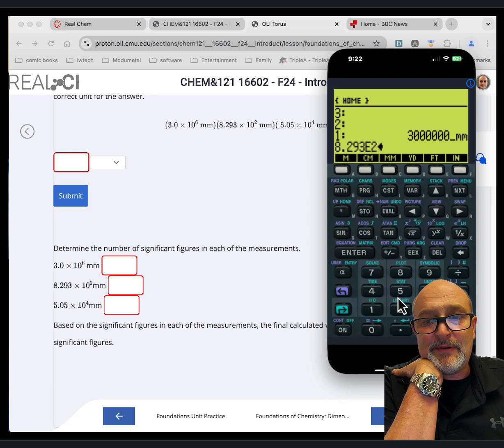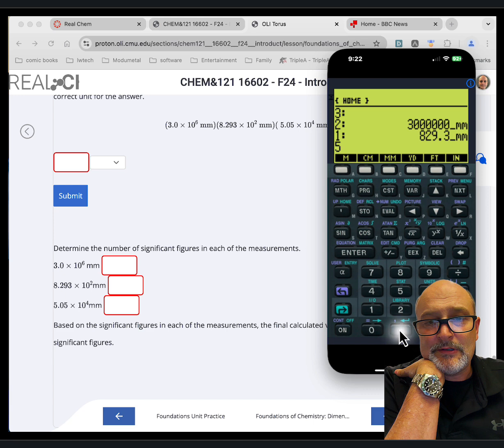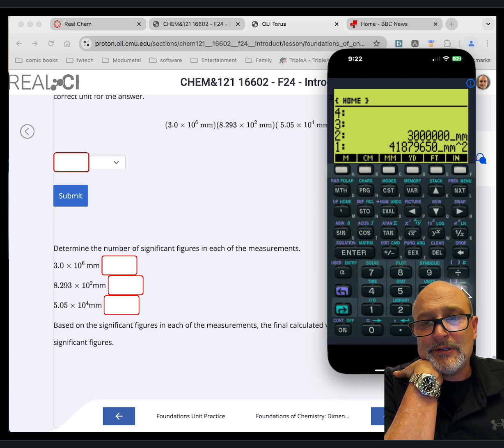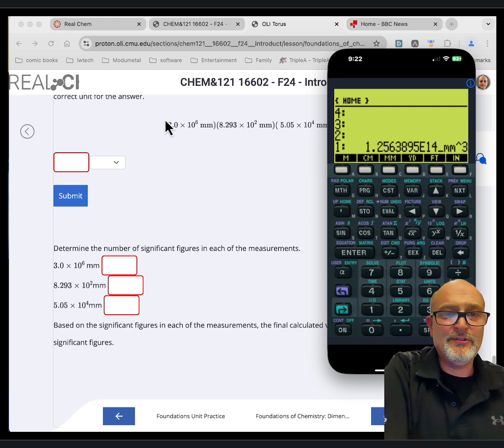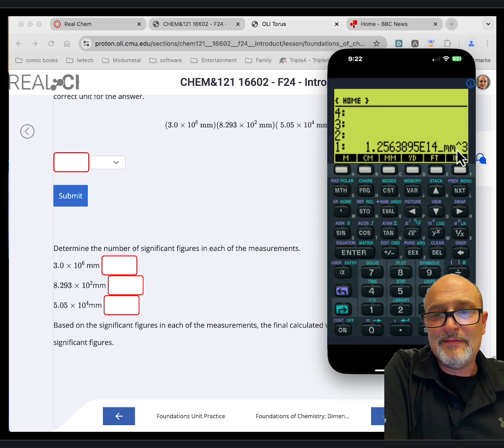EEX. This is going to be a big number because we're now multiplying 1,000,000 times 100. Then we want 1,000,000 times 100 times 50,000. So let's go 5.05 times 10 to the 4th. This is going to be a big one. Okay, so we're going to multiply this, and we should get millimeters cubed when we're done. We get 1.3, because we get only two significant figures, so we have 1.3 millimeters cubed.